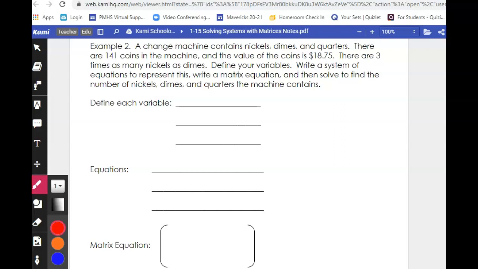So there's a crazy amount of information that occurs in this problem. The first thing that it asks us to do is to define each variable. So when I define the variables, I need to put the letter, the variable, and then I need to put what it's representing. So this change machine contains nickels, dimes, and quarters. So I'm going to make my variables N for the number of nickels, D for the number of dimes, and Q for the number of quarters.